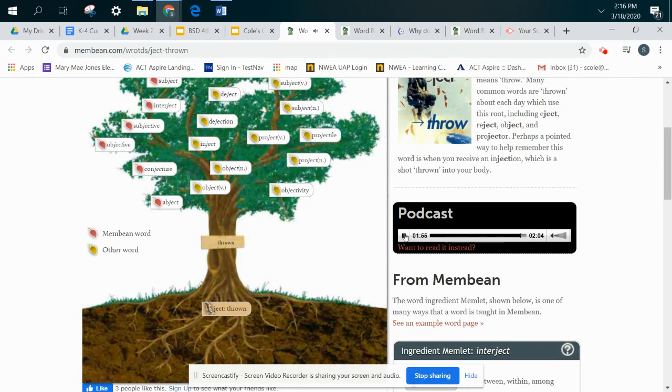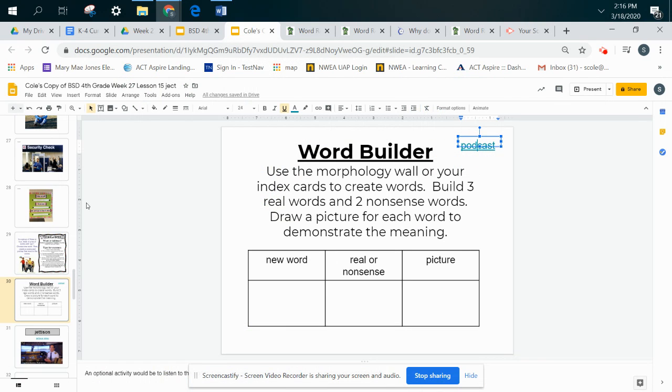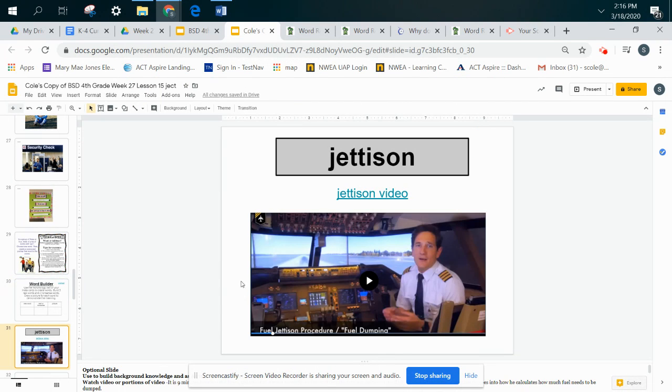Okay, now we're going to go back for a little extra information. So here we have a video of a jettison. And this is just going to build a little bit of background knowledge with the root ject. But I want you to listen and see how it could relate to ject as we've talked about it. Enjoy your video.